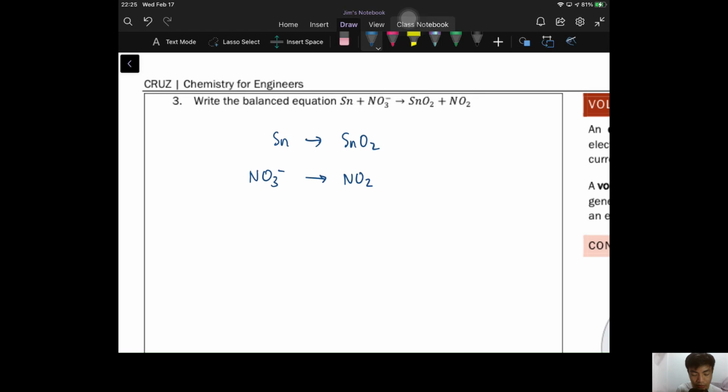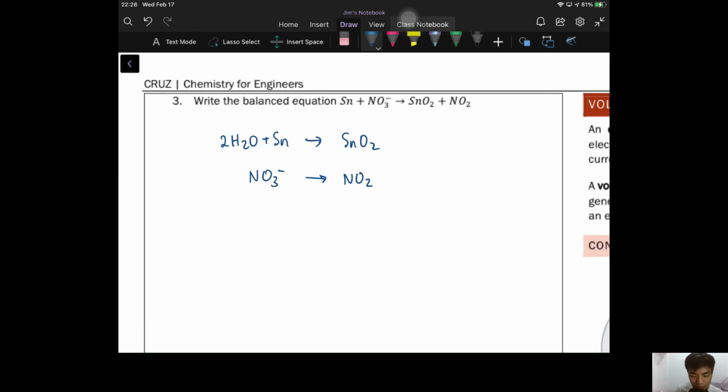Let's balance yung top equation. So on the top equation, we have Sn and isa ding Sn. So balance na yung Sn. Ang hindi balance sa top equation ay yung oxygen. So dalawa yung oxygen sa right side, wala sa left side. So we need to add 2 H2O molecules on the left side. So balance na yung tin, balance na yung oxygen.